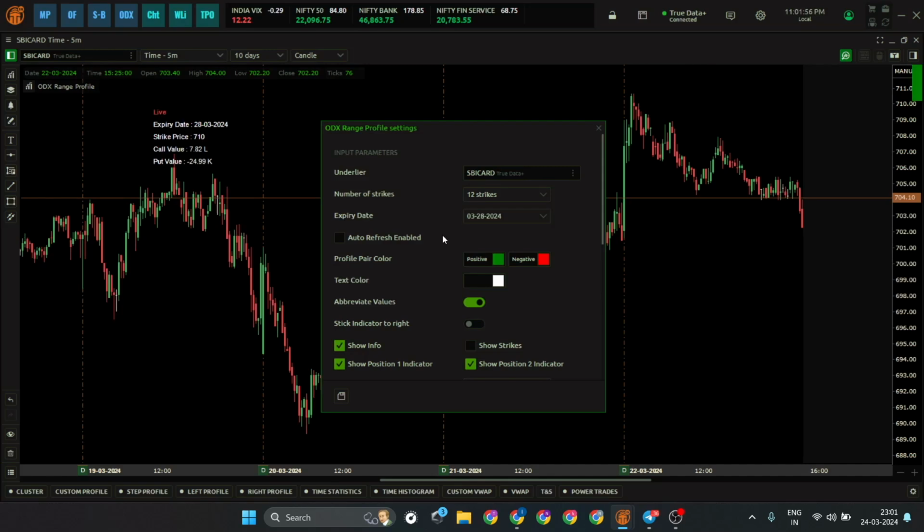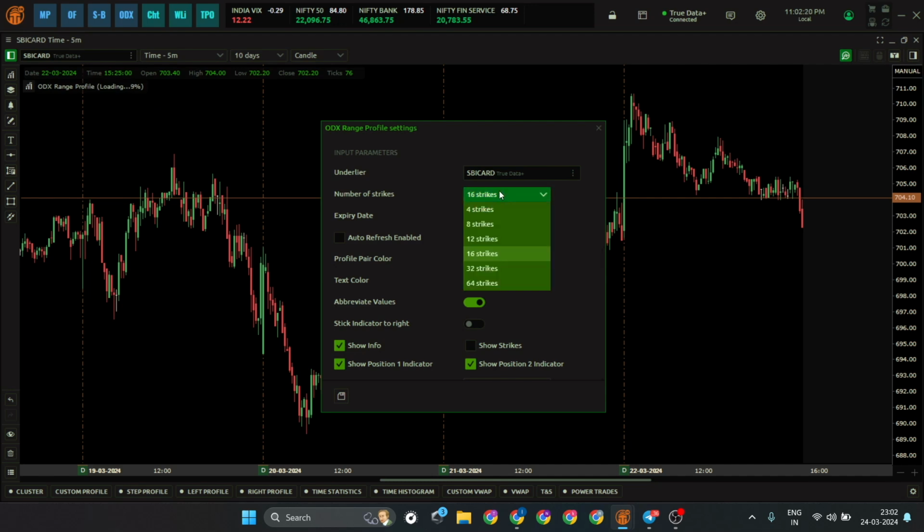These are the settings we already discussed in the Custom OI Profile, so I am quickly explaining them, not going in depth. The underlier is selected automatically from the script. For the number of strikes, I personally choose 16, but you can choose n number of strikes according to your requirement. The expiry date is auto selected, but you can switch to the next and far expiries as well.